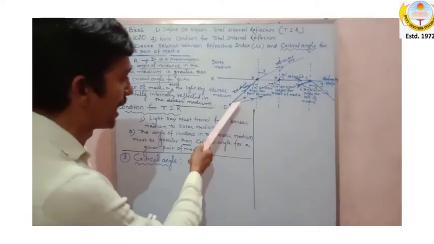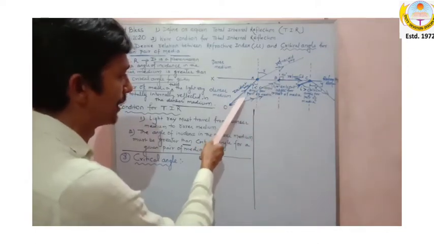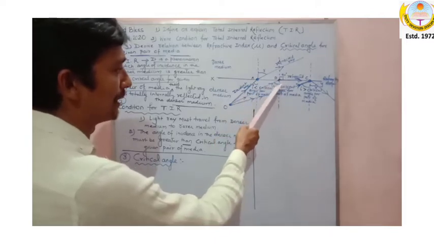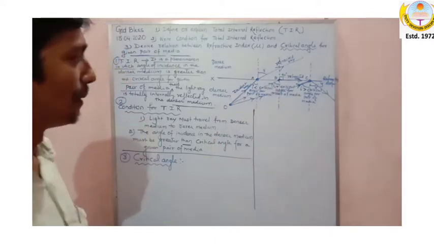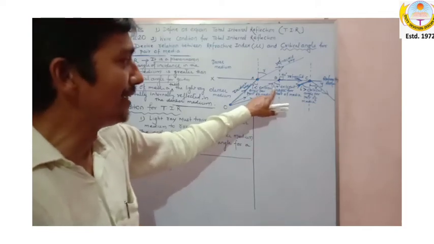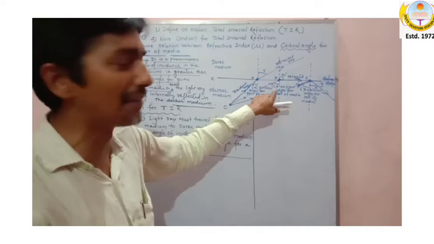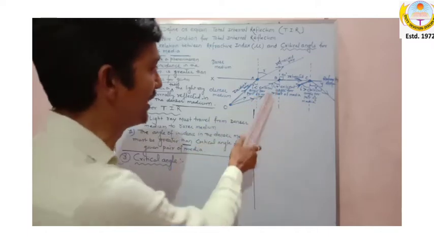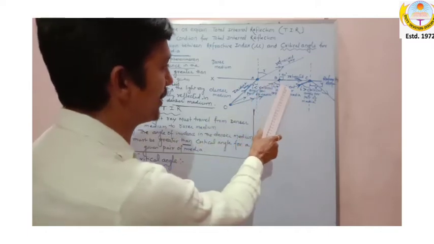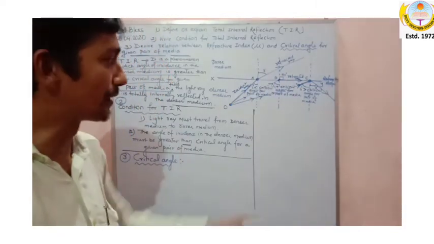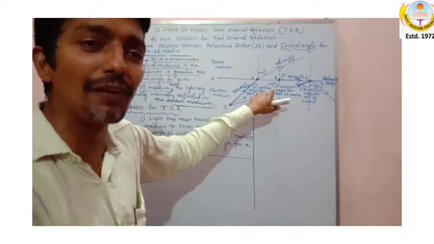Look at my diagram, OB. OB is the figure which explains the critical angle. What is the critical angle? Sir, critical angle is nothing but the angle of incidence. I have written I1. Here you can see I1 is equal to the critical angle. So critical angle is nothing but the angle of incidence.